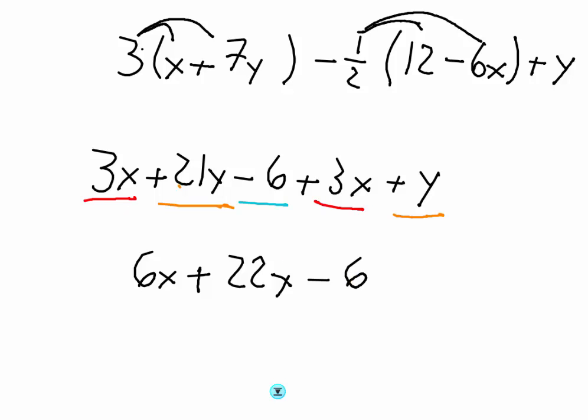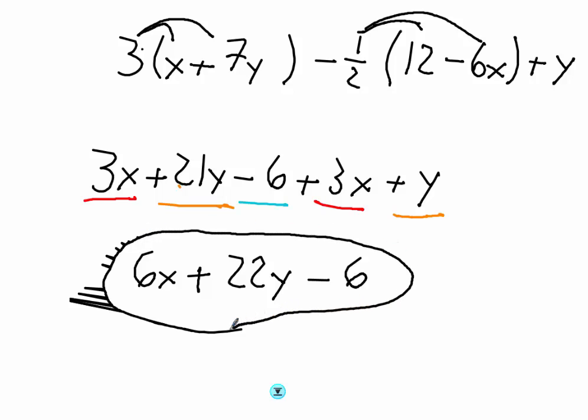So when you finish everything out, I'm just going to erase this because it looks like an accident. Your final answer is going to be 6x plus 22y minus 6. And sorry about all the zigzags and some of the sloppiness. My touchpad for some reason is not really working right.